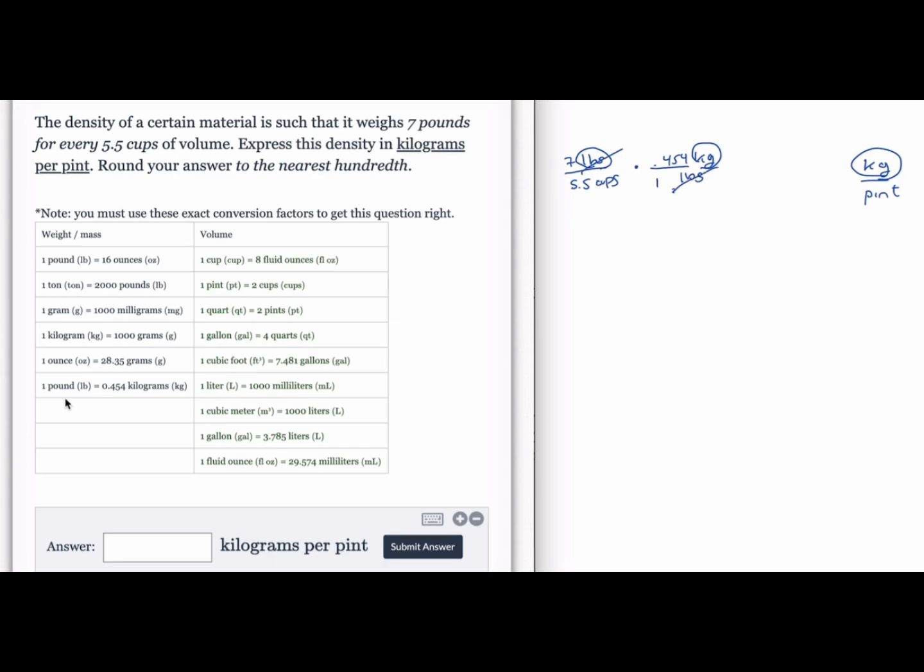Now, we still have to go from cups to pints. So we want to look to see if there's a conversion between cups and pints. And there is. 1 pint equals 2 cups. Now, since cups is in the denominator, we now want to put it in the numerator. So we have 2 cups for 1 pint. And we see that cups and cups cancel out, and we're left with kilogram over pint, which is what we wanted. So now we have to do the operations.